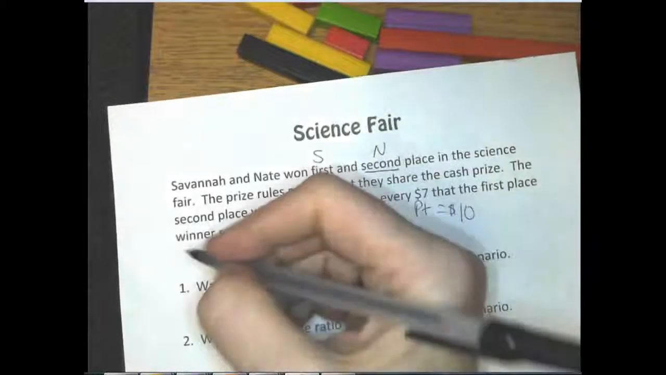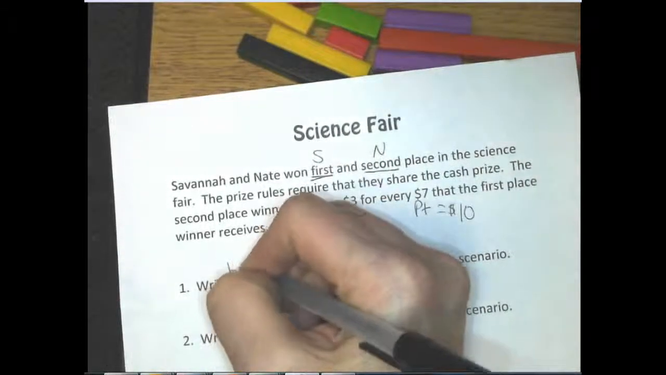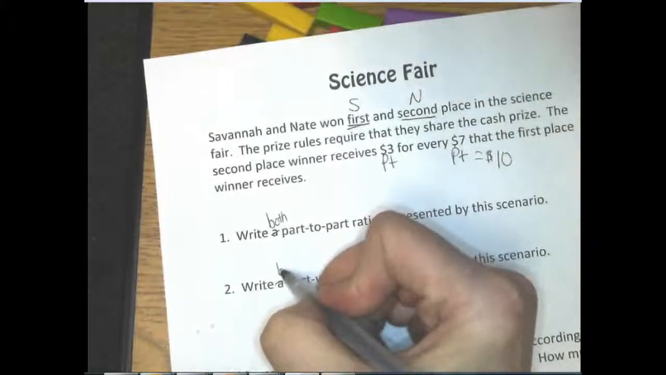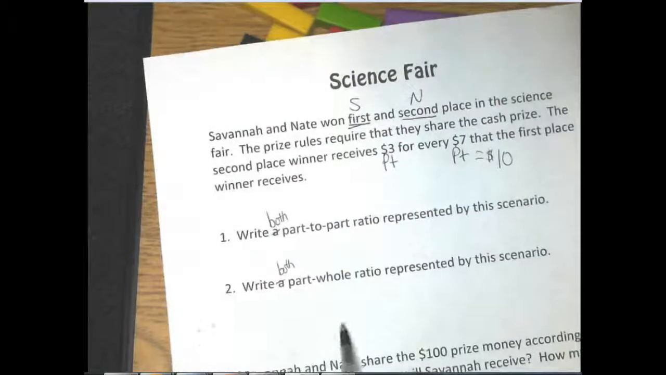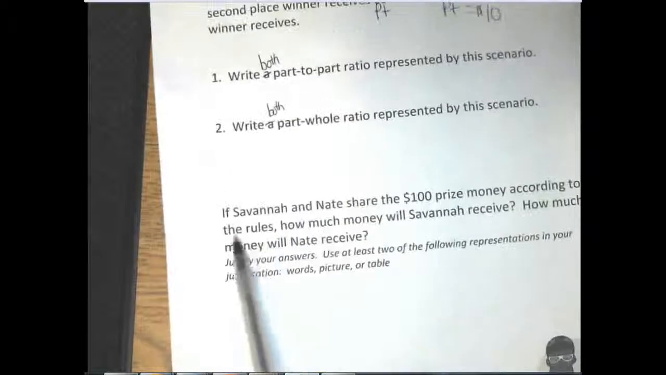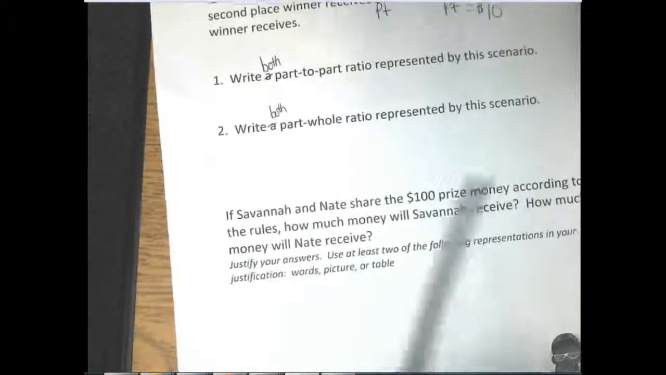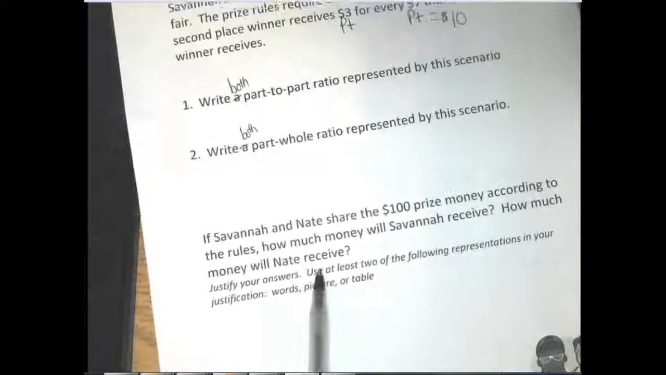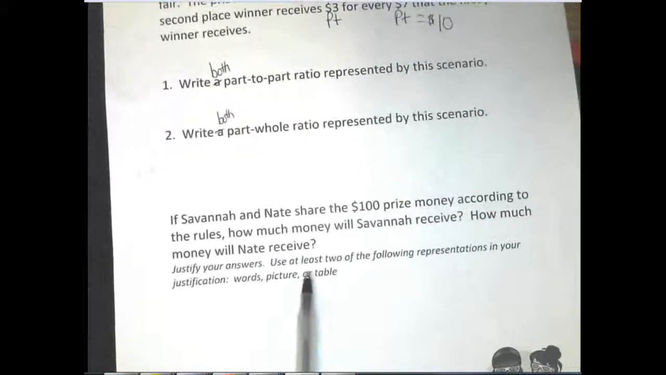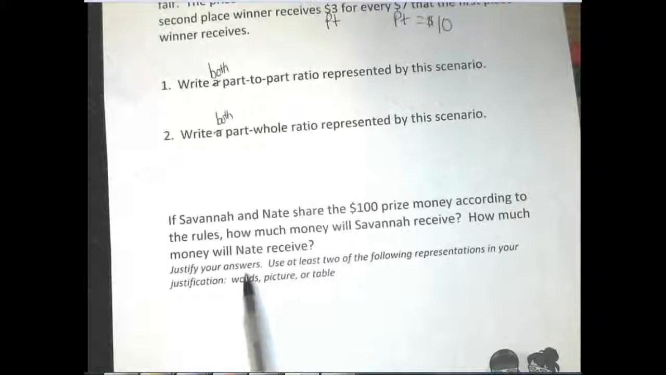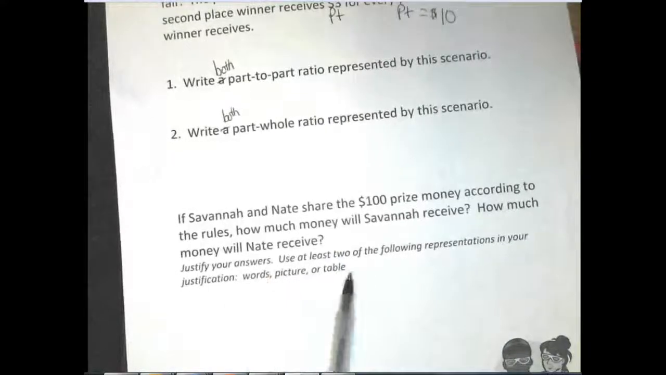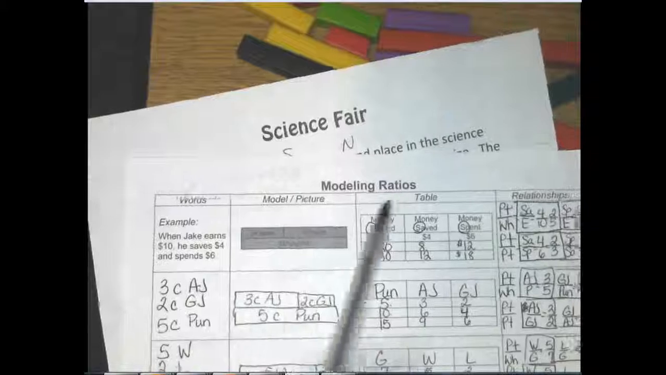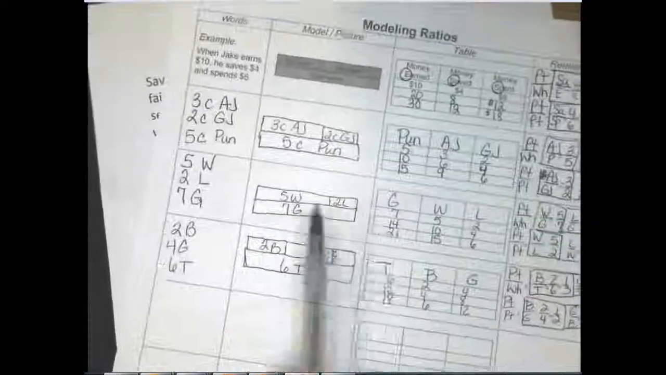So it says write a part to part. I would love for you to write both part to part ratios, okay? And then I would also love for you to write both part to whole ratios. Okay, and then down here it says if Savannah and Nate share the $100 prize money according to the rules, how much money will Savannah receive and how much will Nate receive? So it's kind of like that whole table. They're asking you to justify your answer by using at least 2 of the following representations: words, pictures, or tables. And again, that is exactly what we were doing here: words, pictures, and tables for the activity during class.